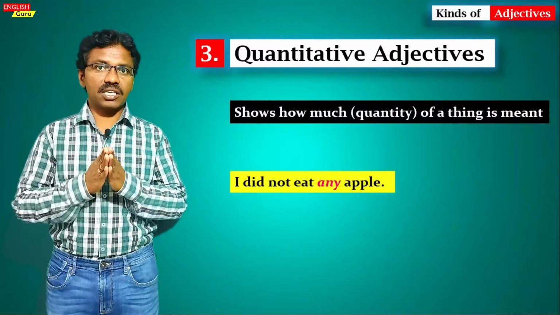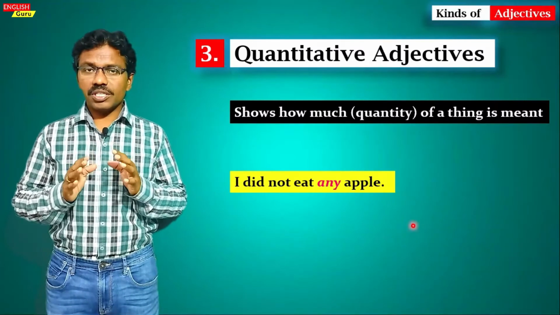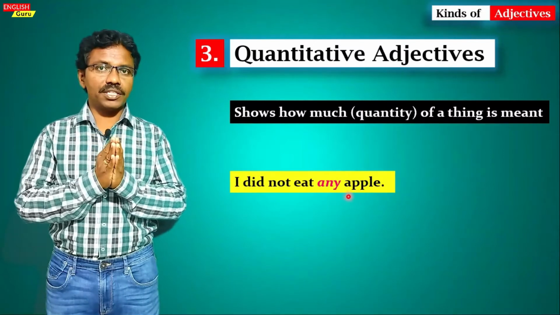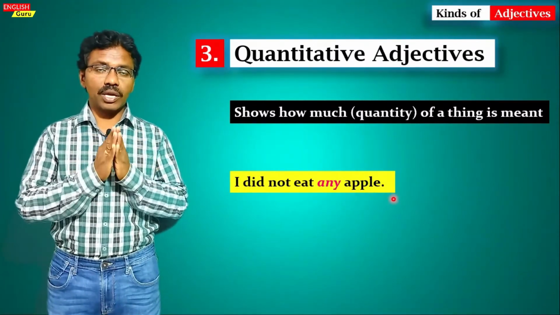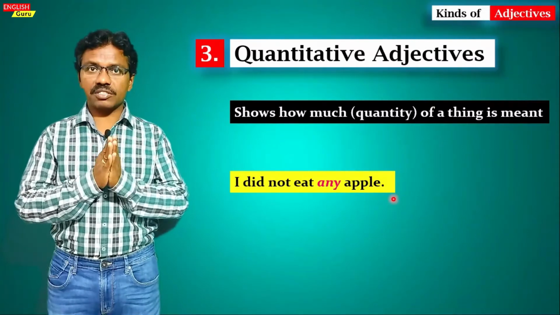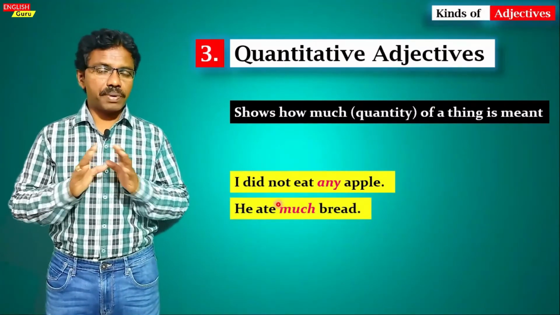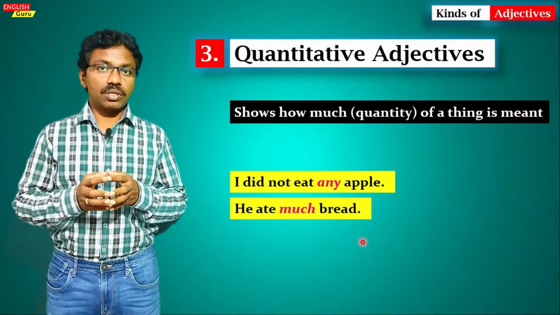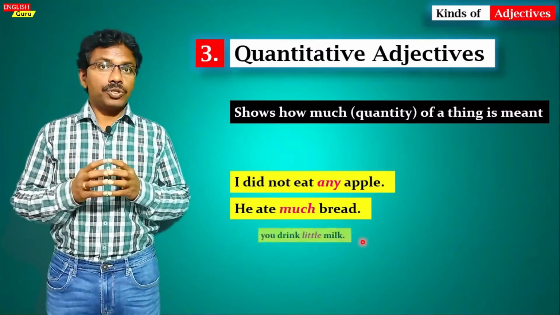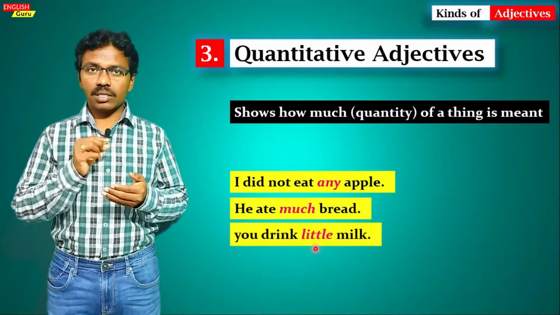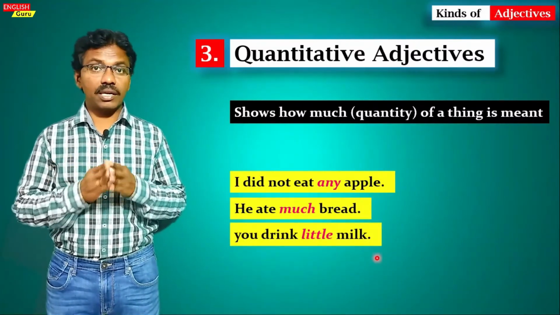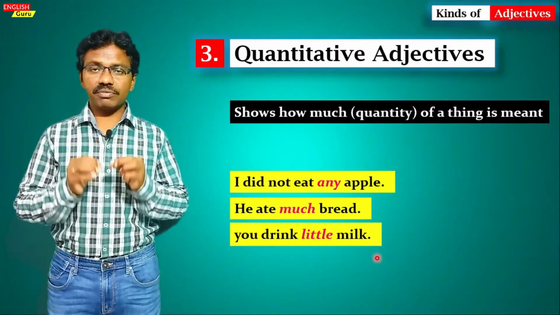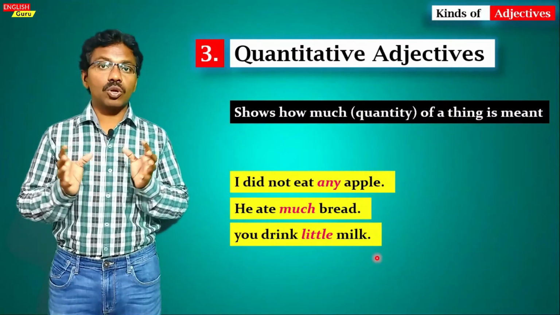For example, in the sentence "I did not eat any apple," here "any" is talking about the quantity, so "any" is a quantitative adjective. "He ate much bread." "Much" is talking about the quantity, so it is a quantitative adjective. "You drink little milk." "Little" qualifies milk, which is a noun, and "little" is a quantity, so it's a quantitative adjective. So quantitative adjectives talk about quantity.